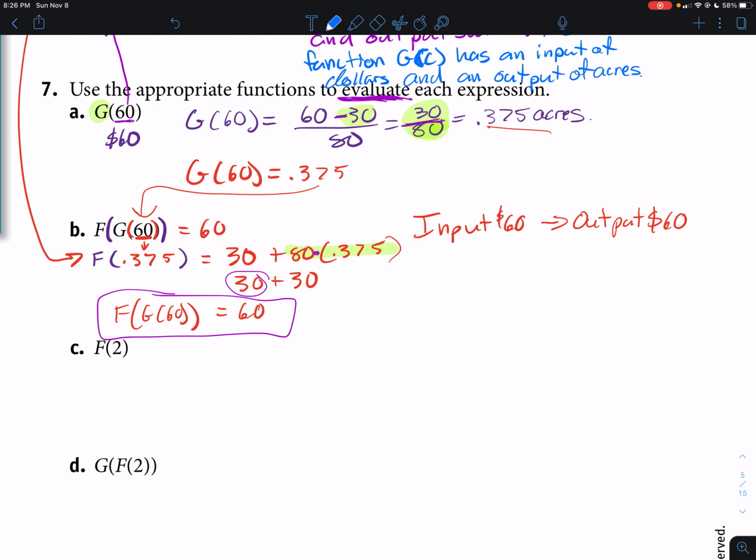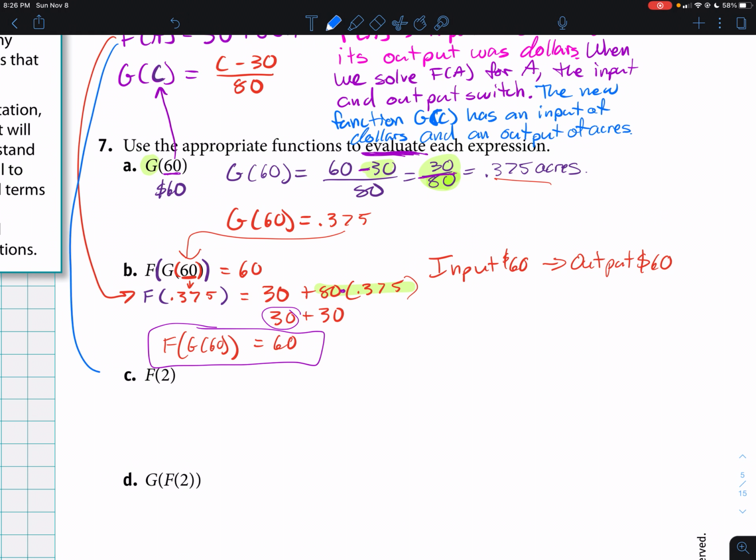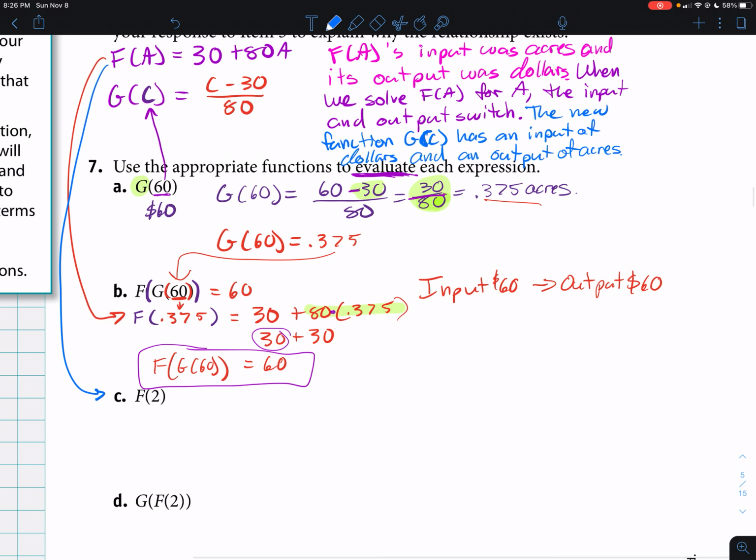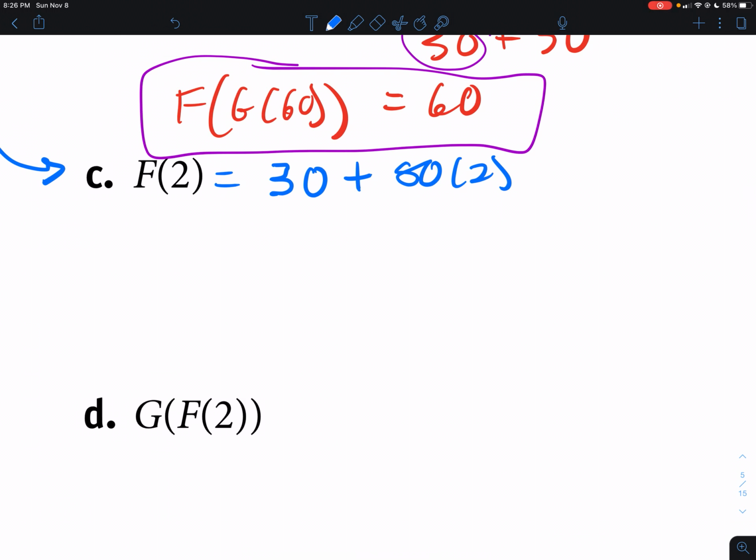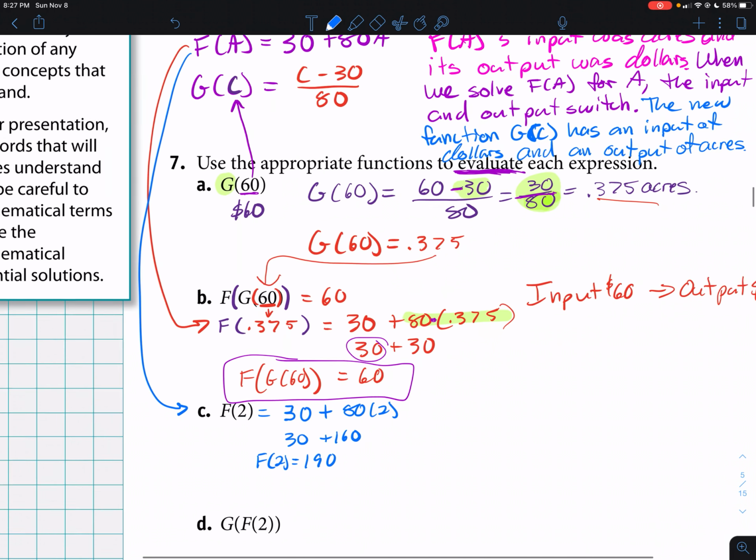Okay, f of 2. So we're using function f on C here. So f of 2 is 30 plus 80a. Oops, got to change the a to a 2. Okay, 80 times 2 is 160. 160 plus 30 gives us 190. So f of 2 equals 190. And then on F, our input was acres, so this was 2 acres. That means this is $190.